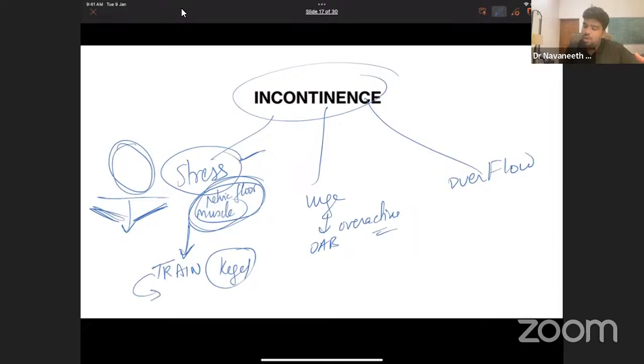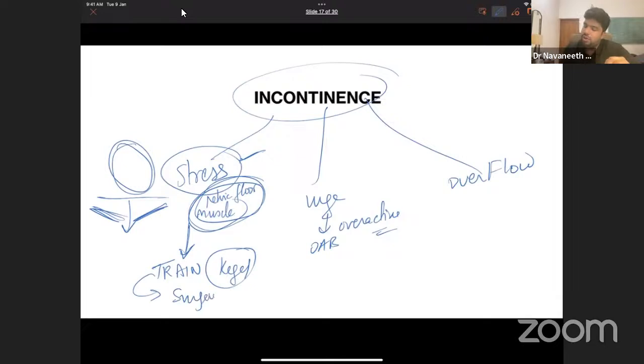If it's not working by training the muscles yourself, you can go for physical therapy. Physical therapy is when you are not training by yourself, and you're going to have stimulation. You're going to have neural stimulation of the pelvic floor muscles, which is going to strengthen them. If that doesn't work, there are no drugs in the middle; you're directly going to go for surgeries.